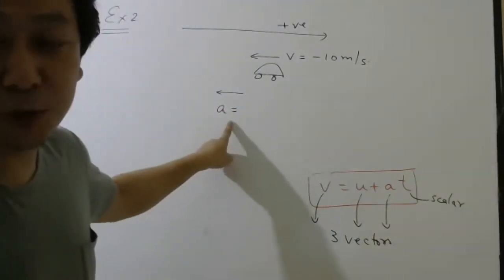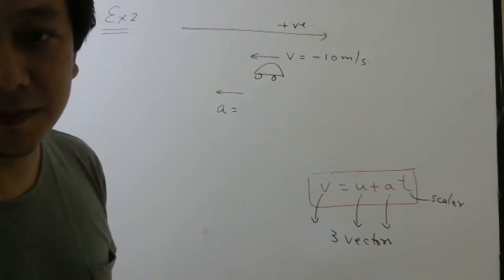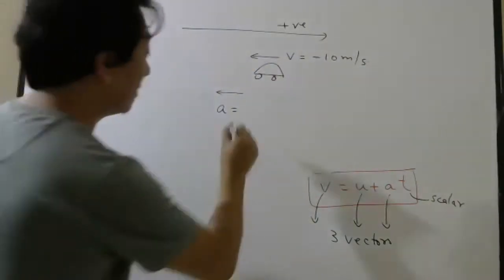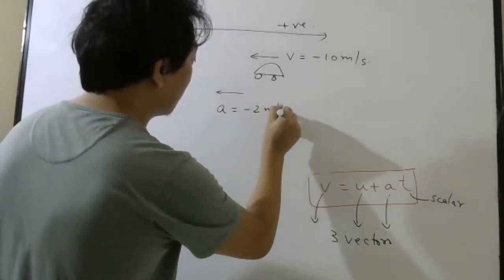Now, suppose acceleration is this side. Then should acceleration also be negative or positive? It should be negative because it is opposite to your positive direction. So let's say minus 2 meter per second squared.